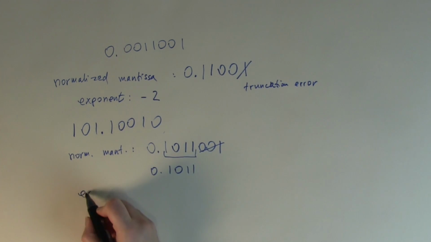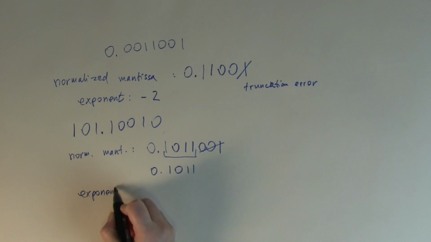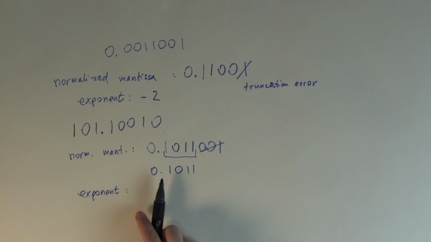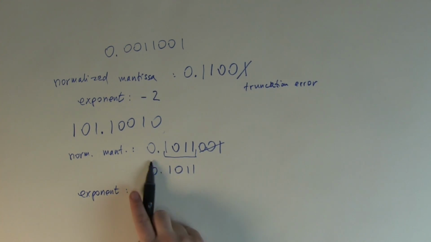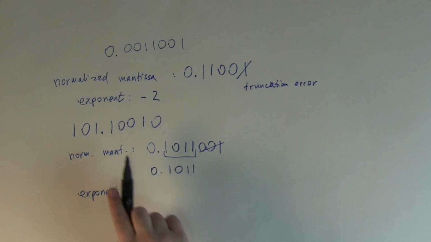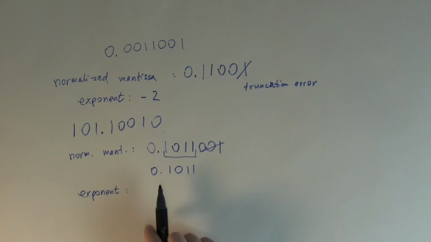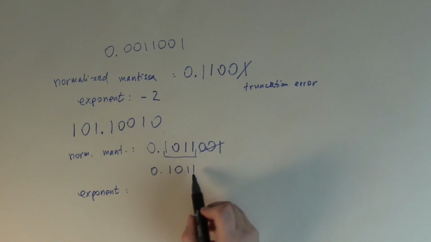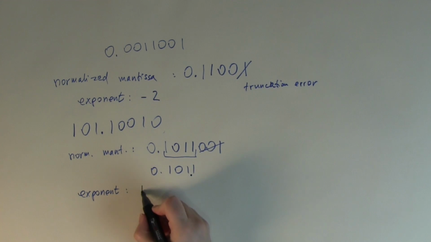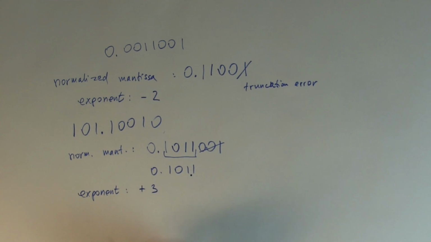And the exponent, again, what's the exponent? What do I have to tell the computer? How many places from the normalized would the computer have to move to go back to the original? So the computer now has to move from here to here, which is the original place. So that would be +3.